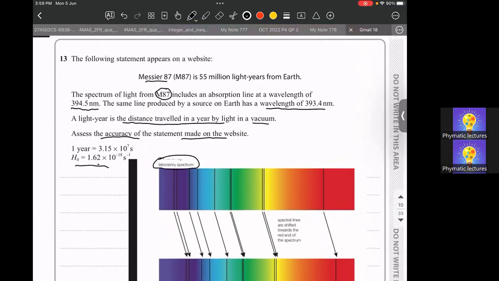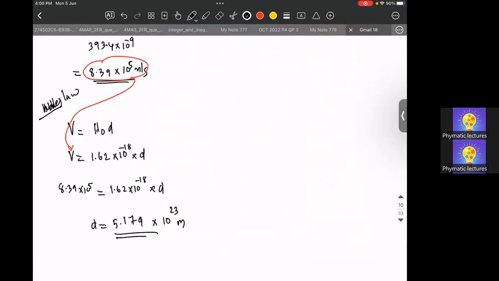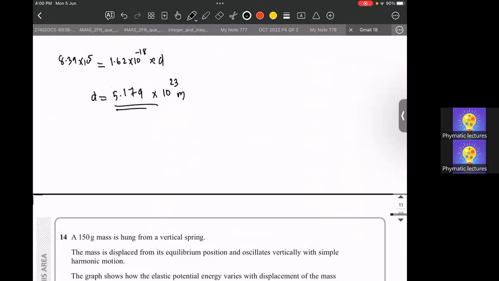Now we need to verify what? A light year is the distance traveled by light in vacuum. Assess the accuracy of the statement made. What is the statement made? Messier 87 is 57 million light years away from the Earth. That is what we need to check. So we got 5.179 × 10^23 meter. If we convert this into light years, because 1 light year is the distance traveled by light in 1 year, we can use the equation speed equals distance over time.